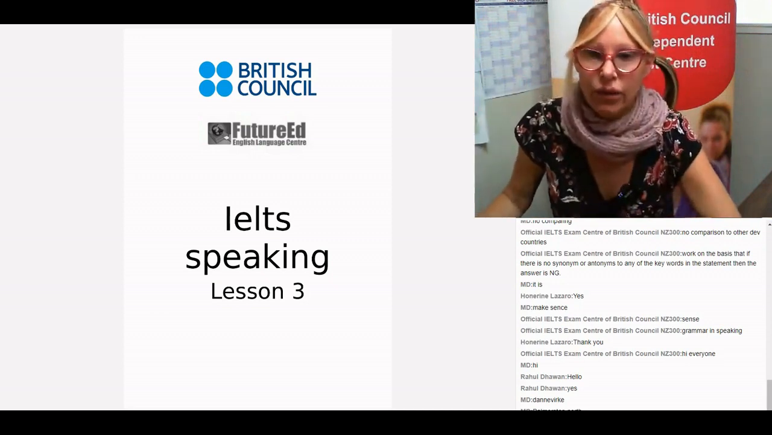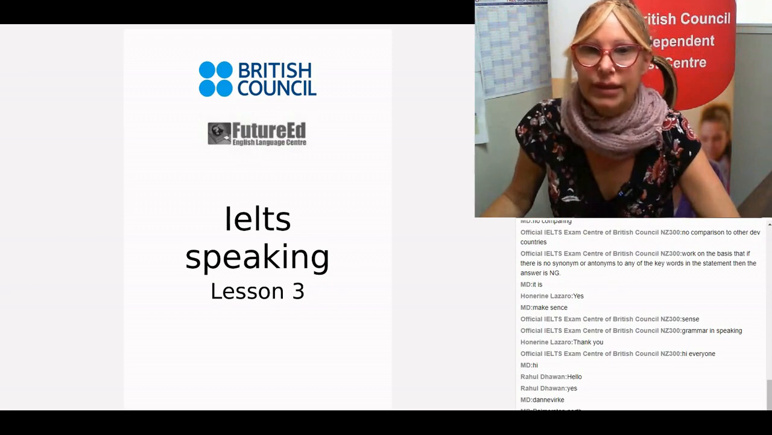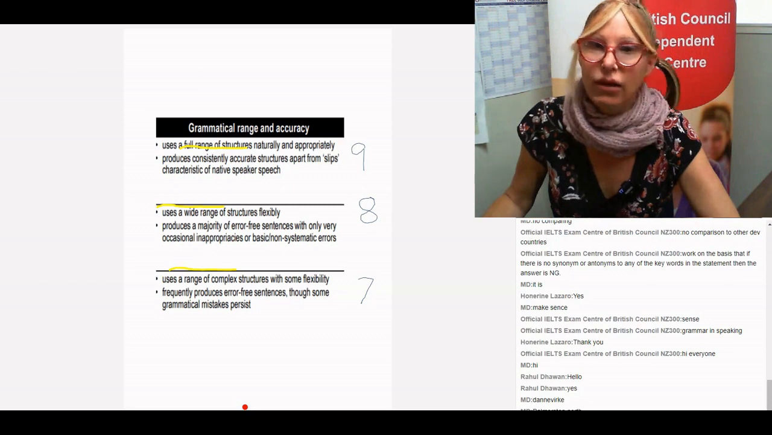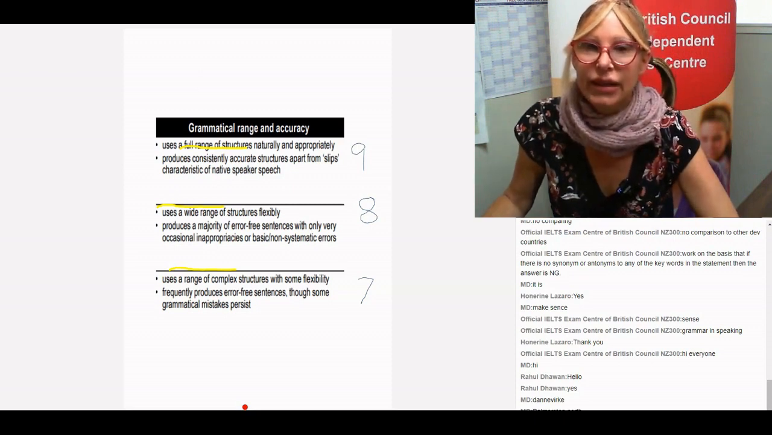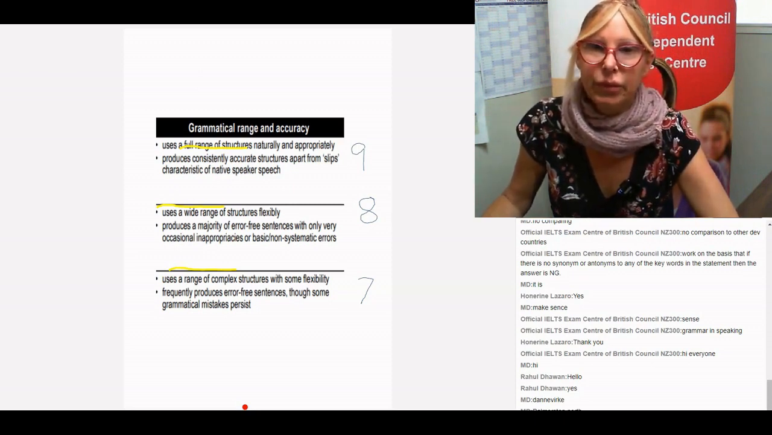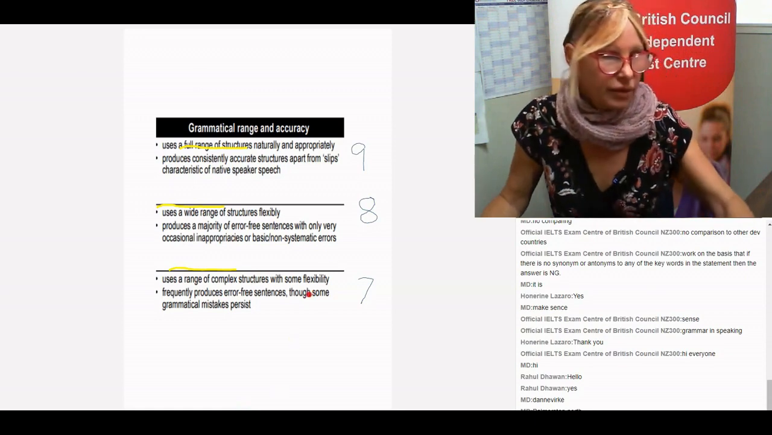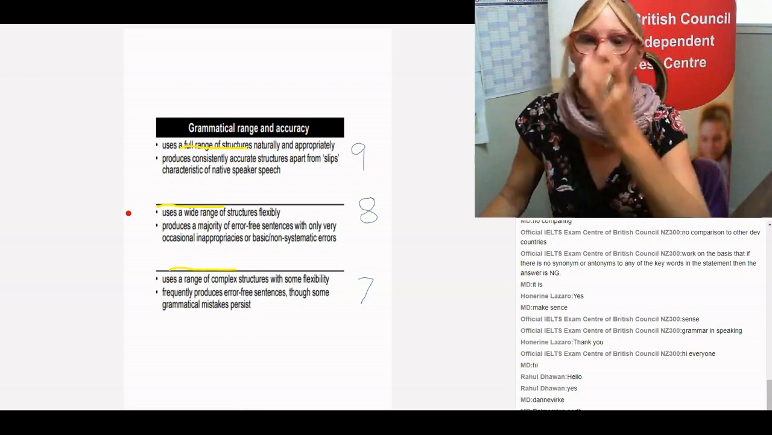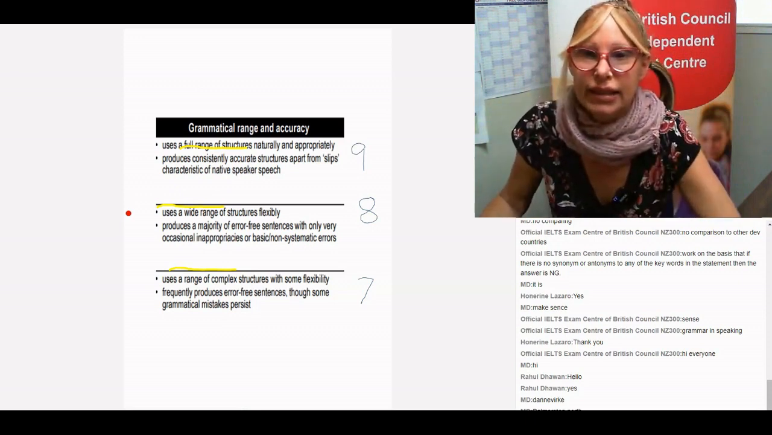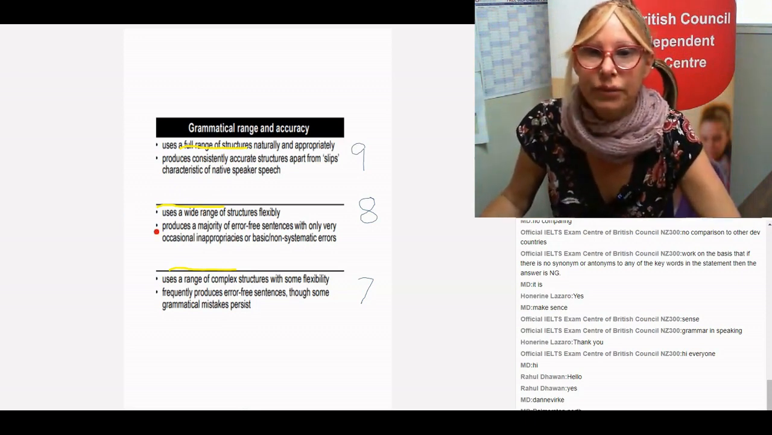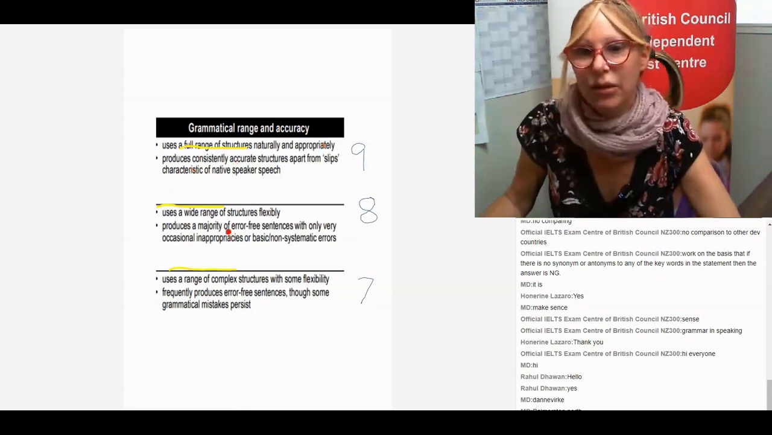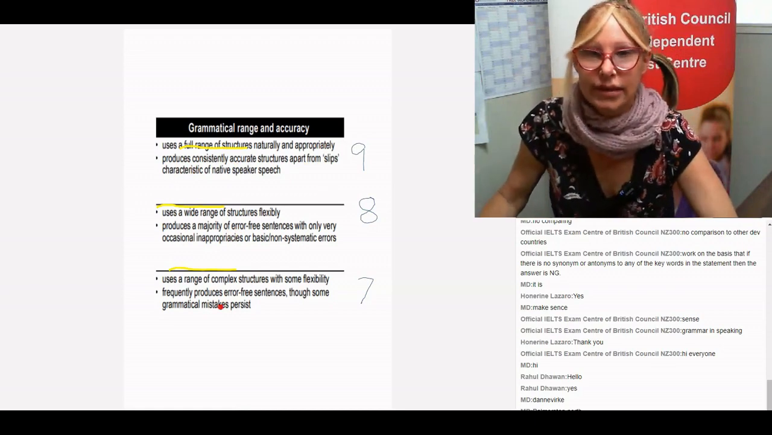So tonight what I would like to show you is some of the grammar features that are necessary to get a great score in IELTS speaking. So I've taken this portion of the IELTS band descriptors, the public version, to show you what you would need to do to get a 9 in grammar, or an 8 in grammar, or a 7 in grammar. Okay, so we're only going to be looking at these three scores.